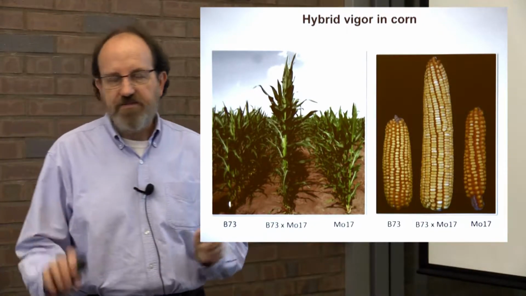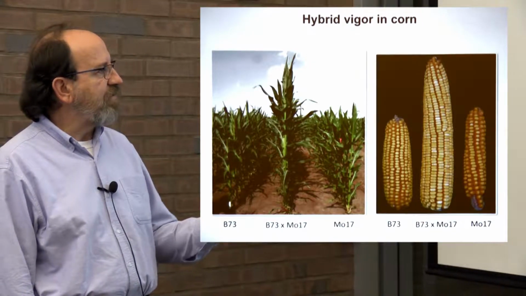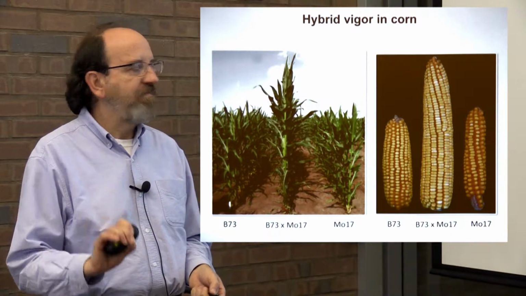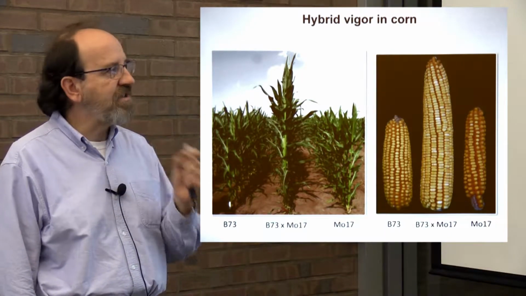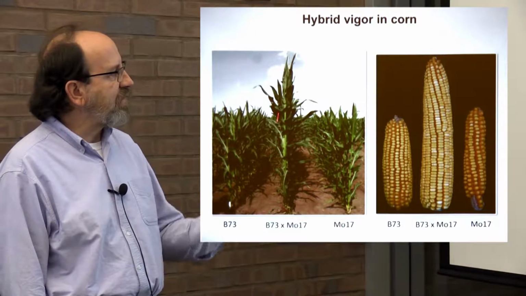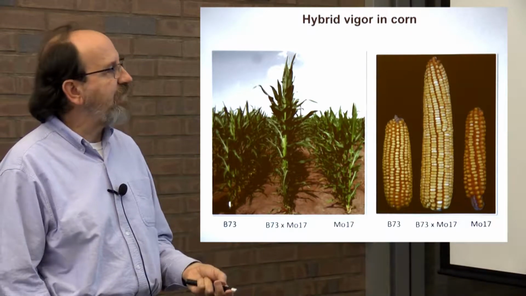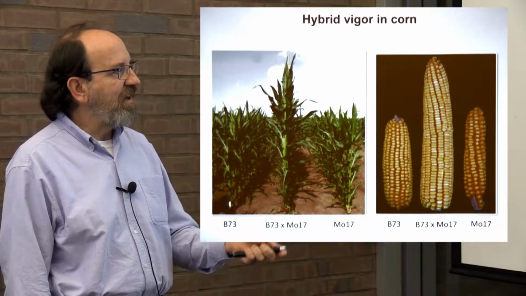Not very impressive. But if you cross B73 to Missouri 17, so you cross this by this, and take those hybrid seeds, the so-called F1 seeds produced from that cross, and plant those seeds, they produce a plant that looks like this, and an ear that looks like this. This is what we call hybrid vigor. And of course, this is a pretty impressive plant and produces a very large seed yield.